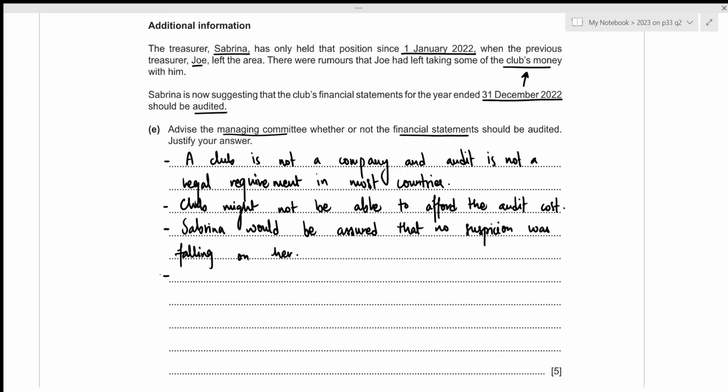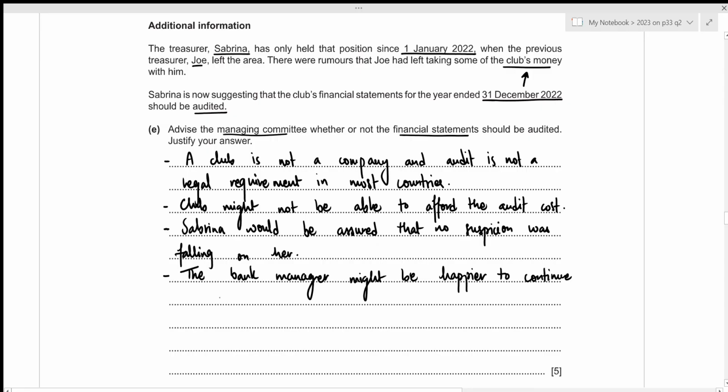And if our financial statements are audited, then they will be verified by an independent auditor, right? Which means that our bank manager might be happier to continue providing the overdraft facility, knowing that the financial statements provided by the club represent a true and fair view of the club. Let's write it down. The bank manager might be happier to continue providing the overdraft facility.